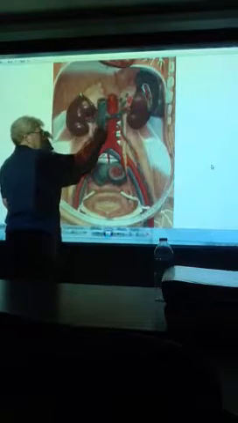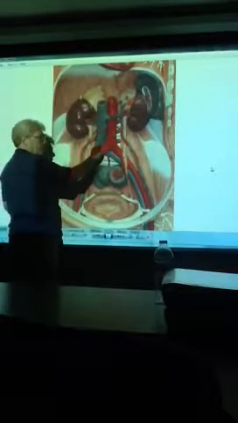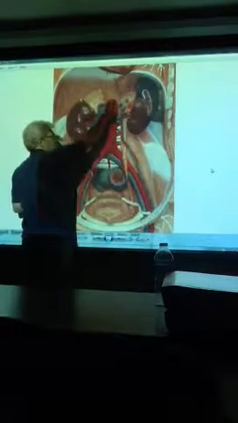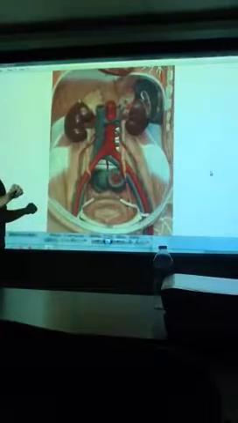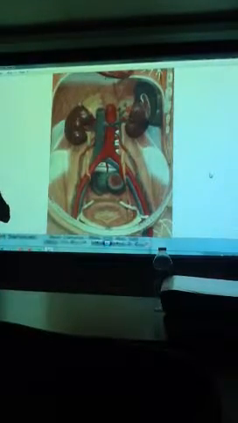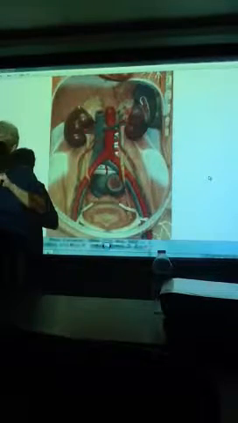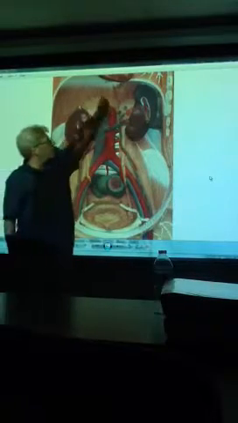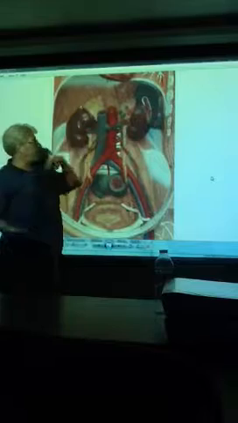What's this big blue? Okay. It's not superior. It's inferior. Okay. What's this big red one? Abdominal aorta. It's descending when it's coming off the arch behind the heart. But once it crosses through your diaphragm, it's now the abdominal aorta.